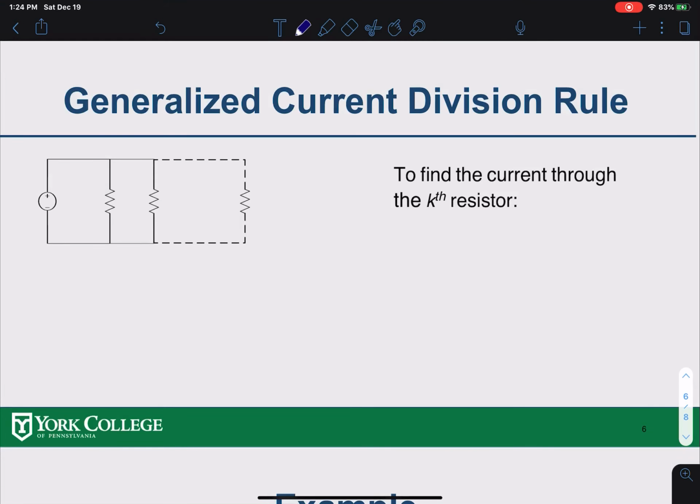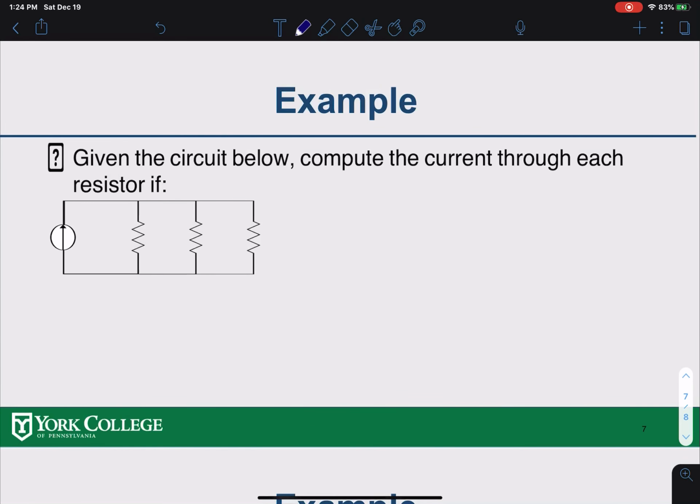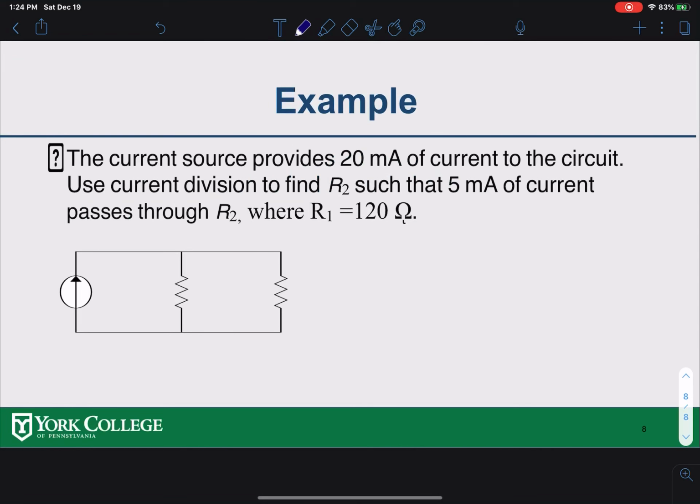If you look at the kth current, the current through the kth resistor, Ik would be I, which is the total current here, times R EQ over Rk, since Vs is I R EQ. We're going to do this in class, and also do that in class. So that's all for current division.